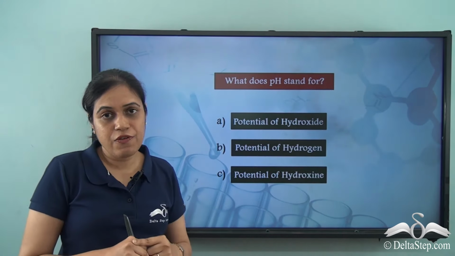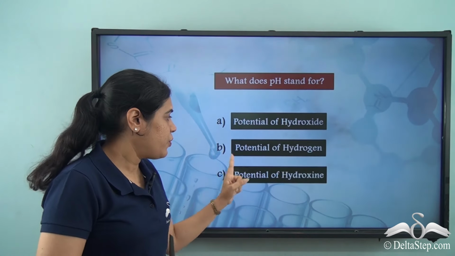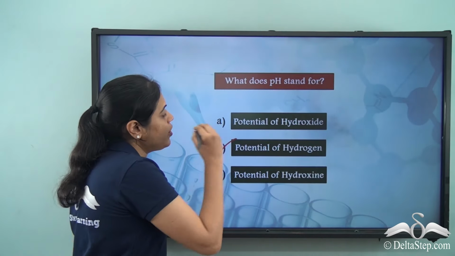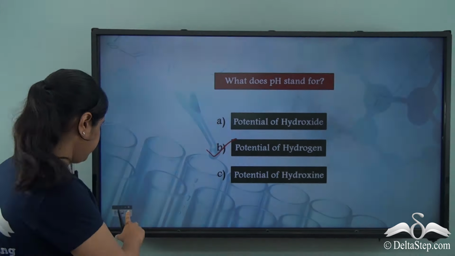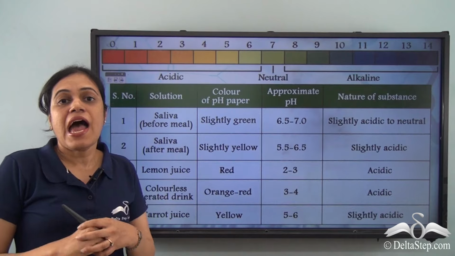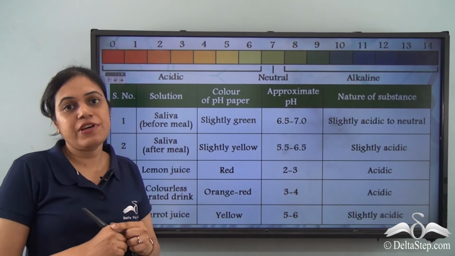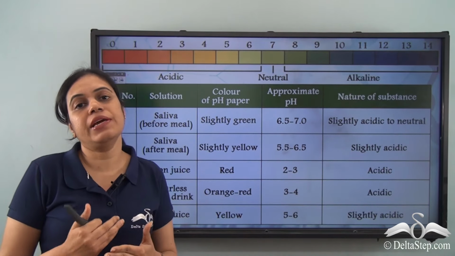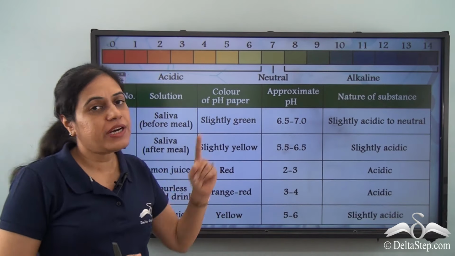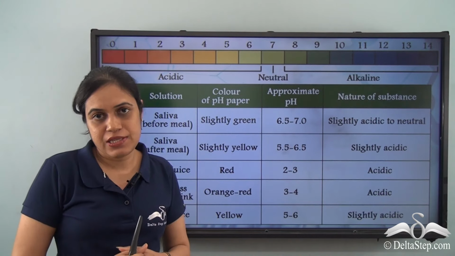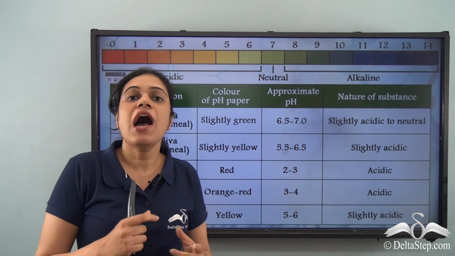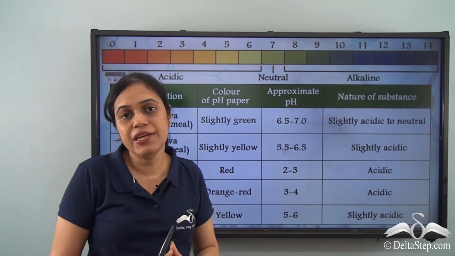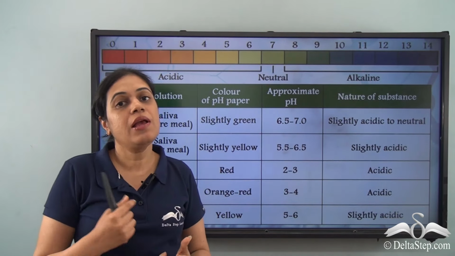So, what does pH stand for? Potential of hydroxide, potential of hydrogen, or potential of hydroxin? Well, pH stands for potential of hydrogen. Now, let us look at some substances and see what color they give with pH paper. What is pH paper? pH paper is coated with universal indicator and it shows different colors for different substances depending on the concentration of hydronium ions. By looking at the color and at this pH chart, we can decide whether the substance is acidic, neutral, or basic.